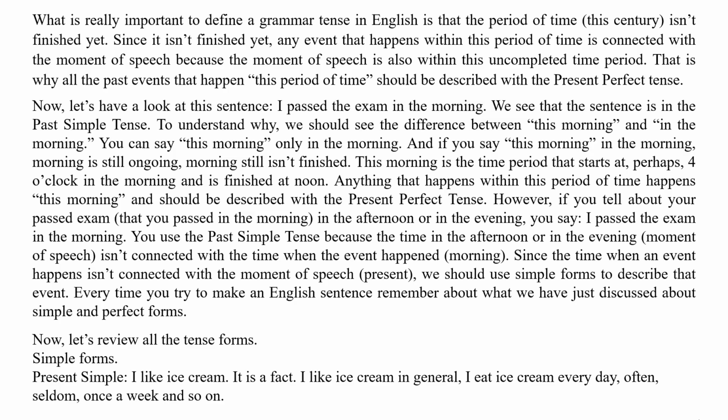What is really important to define a grammar tense in English is that the period of time, this century, isn't finished yet. Since it isn't finished yet, any event that happens within this period of time is connected with the moment of speech, because the moment of speech is also within this uncompleted time period. That is why all the past events that happen in this period of time should be described with the present perfect tense.